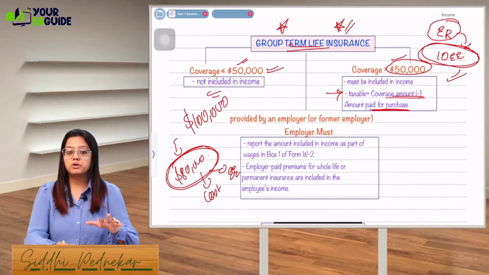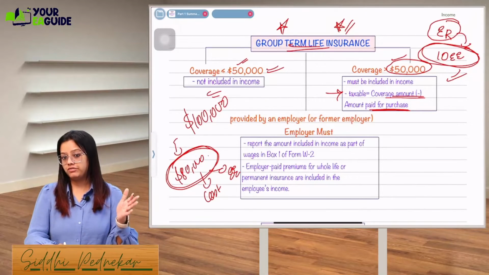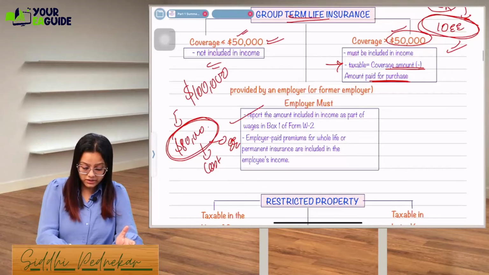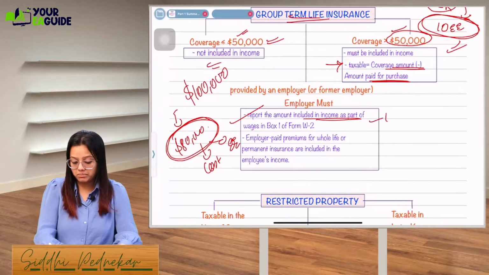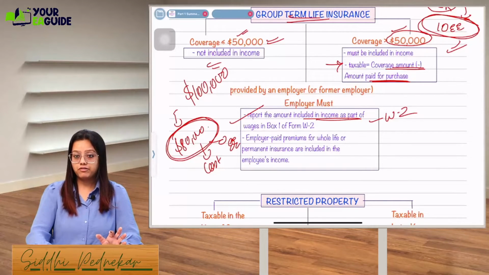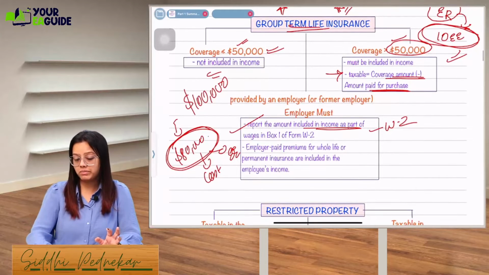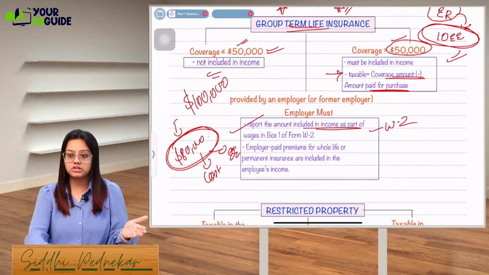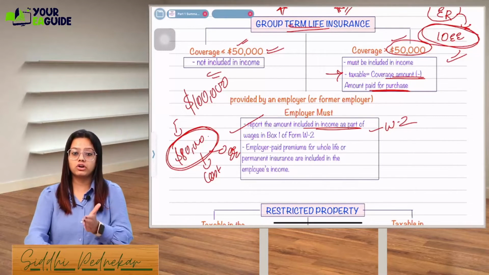If it is provided by the employer or the former employer, the employer must report the amount on the W2 form. Okay, means if it's a taxable coverage, when will it be taxable? If the coverage is more than 50,000, then you'll have to include it on your W2 form.